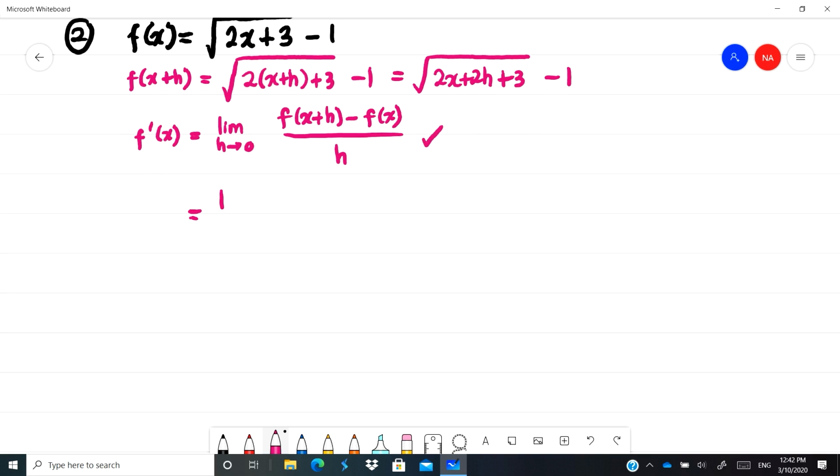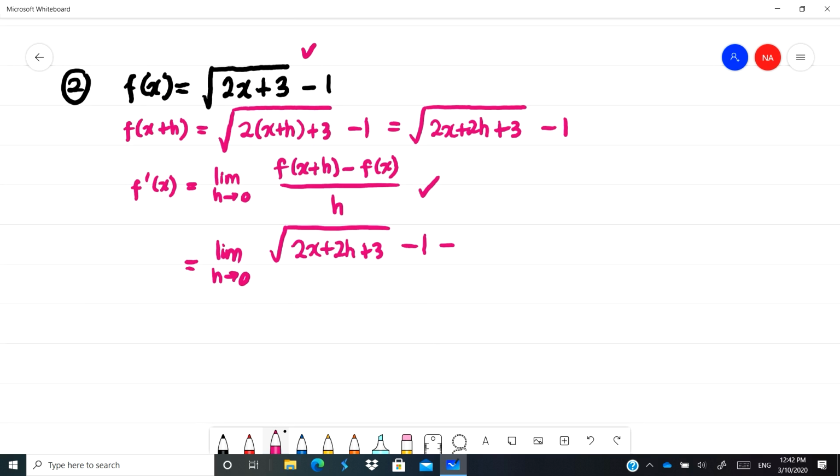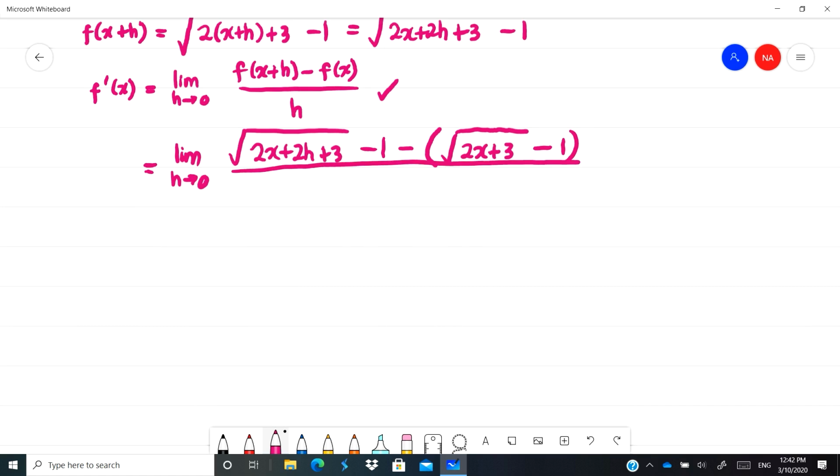Firstly we'll have limit as h approaching 0. That f(x plus h) will be substituted with square root of 2x plus 2h plus 3 minus 1, and then we subtract f(x), which is substituted with this part. Please put it inside the bracket, so be careful. We'll have something like square root of 2x plus 3 minus 1, the whole thing over h.